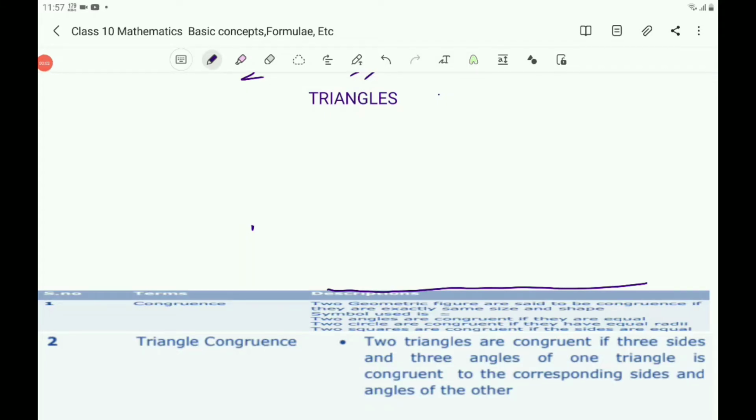Children, it is a continuation of the discussion about the basic concepts, formulae, hints of the chapters of the mathematics to score maximum in multiple choice questions. Now let us discuss the chapter triangles: the triangle definition, congruency of triangles, similarity of triangles, basic proportionality theorem, converse of the basic proportionality theorem, the criteria of similarity of triangles, and the Pythagoras theorem and converse of the Pythagoras theorem.